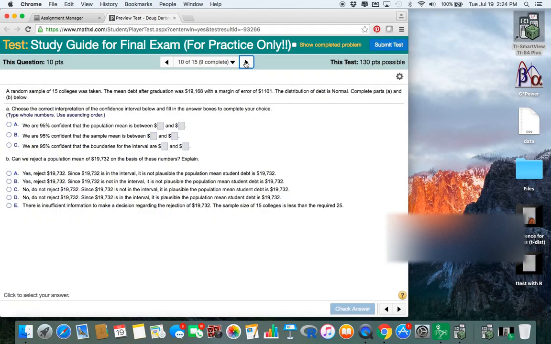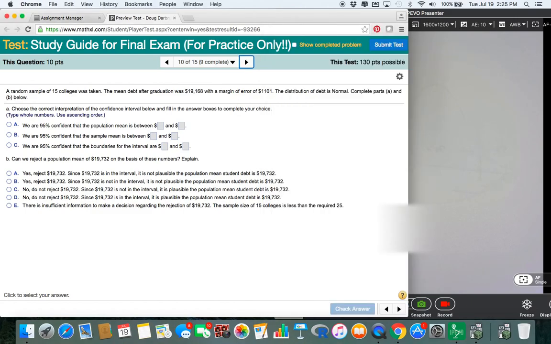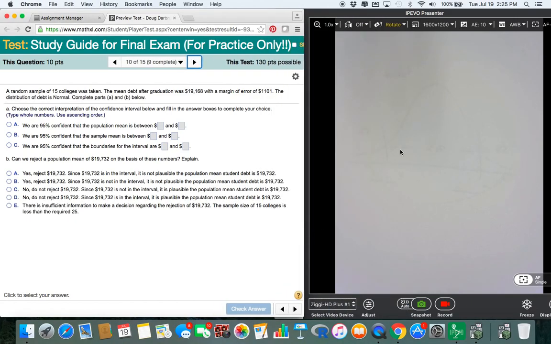All right, number 10. Guys, we're finally getting there. Random sample of 15 colleges taken. So we have a mean problem here, mean debt 19,168, margin of error 1101. Distribution is normal, complete. So choose the correct interpretation. What it's wanting us to do right here is create the interval. And these things are really, really simple to create when you have the margin of error, right? It doesn't get much easier than that situation.